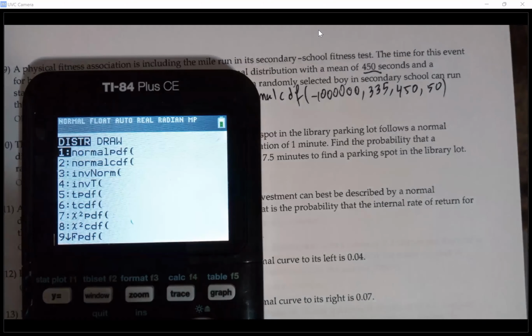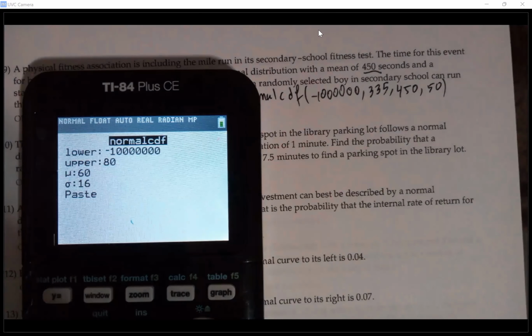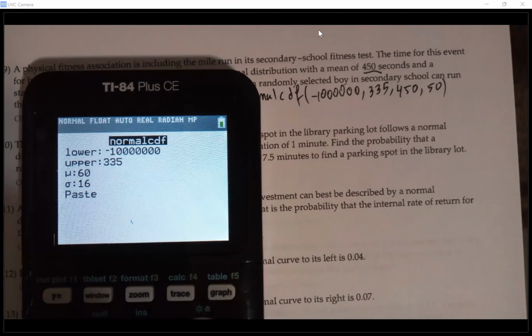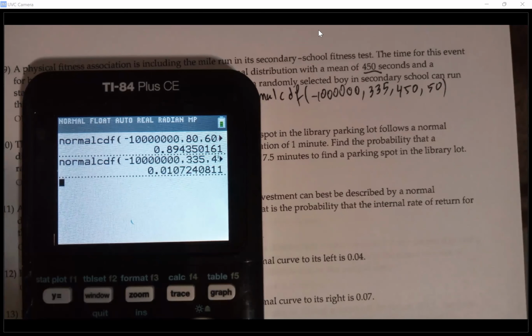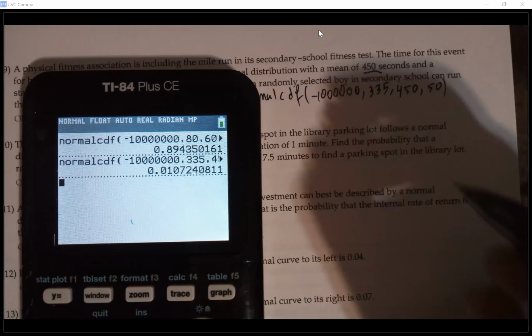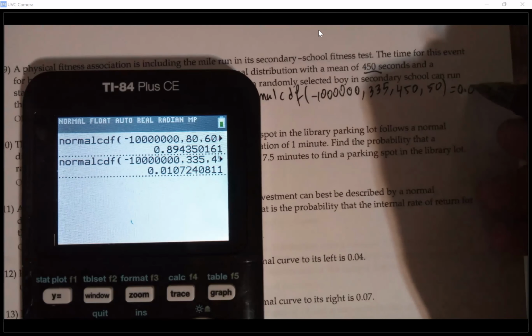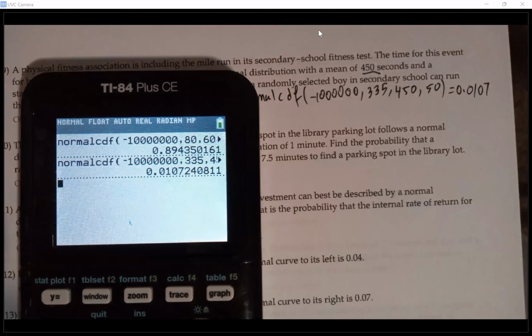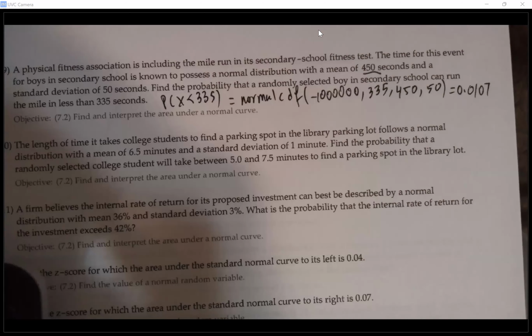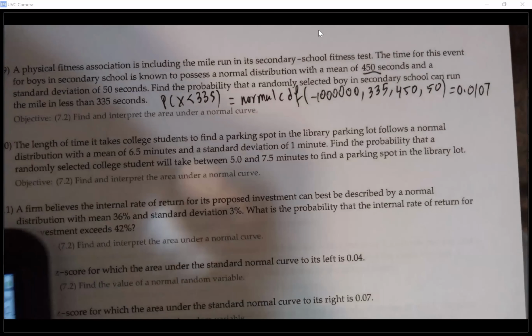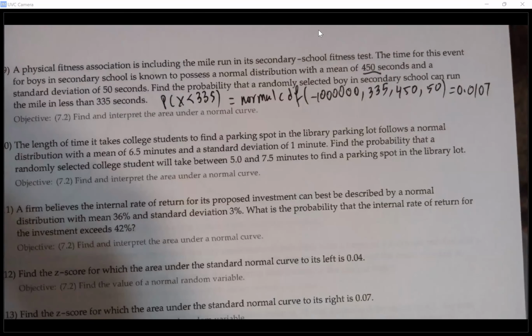Second, distribute, normal CDF. Upper is 335, 450, 50. And the answer is 0.0107. Again, if you don't want to use technology here, you need to change 335 to a z-score and then use the table to find the area.